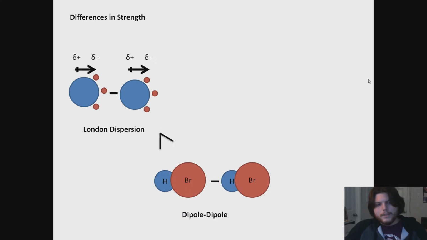So the next sort of interaction that's stronger than London dispersion is a general dipole-dipole. This is caused by a difference in electronegativity, as we sort of already said. So we have a distribution of the electron density a lot of the time. We'll have a lot of electron density on one side of the molecule and a lot less on the other side. This will cause a difference in dipole moments, so we'll have positive and negative sort of dipoles on them, causing an attraction. This is a lot stronger than London dispersion.